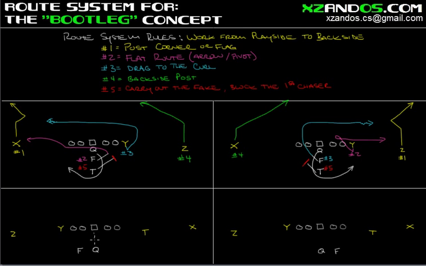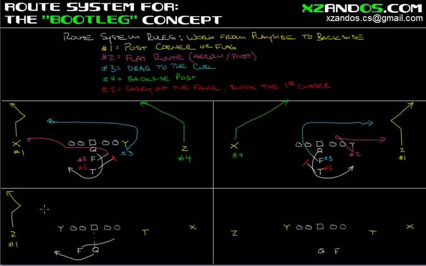So we get a shotgun, okay, and we run a zone read fake over here, and the quarterback is going to bootleg out over into this direction. You can run bootleg out of shotgun. So counting wide receivers from play side to backside, the Z back is number 1. He is going to run your post corner like so.